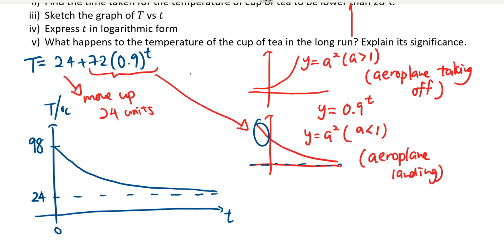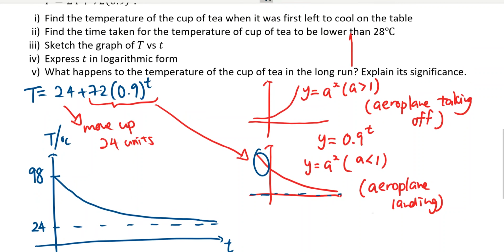So this is how you plot your graph. First, you must know your mother curve, how the shape of the graph is going to be like. By moving up 24 units, your asymptote also moves up 24 units, so that's why your graph is in this manner, with an asymptote at 24 and a starting point of 98 degrees Celsius. Okay, so this is for part 3.